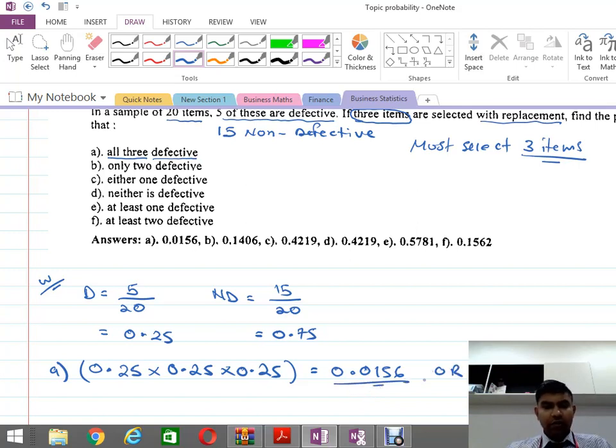Or you also can do this way. You already know that you must do 3 times. There's another one more shortcut. 0.25 power of 3 also will give you the same answer.